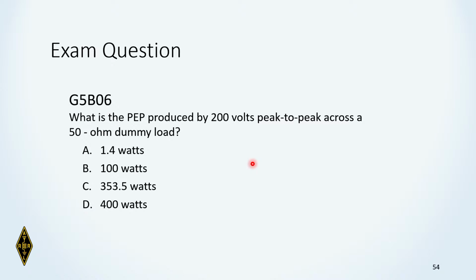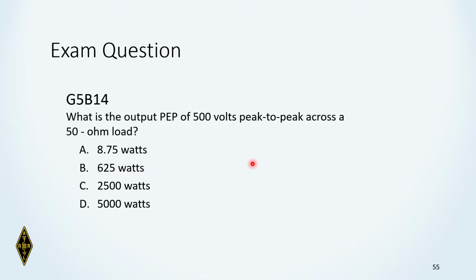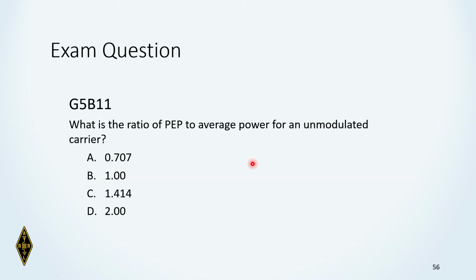What is the PEP produced by 200 volt peak to peak across a 50 ohm dummy load? Another variation on the same thing. Does anybody remember that? That's our 100 watts, which most modern transceivers will do. This is another one that we skipped over, but the formula works the same way. Or I guess we mentioned that it's 625 watts.